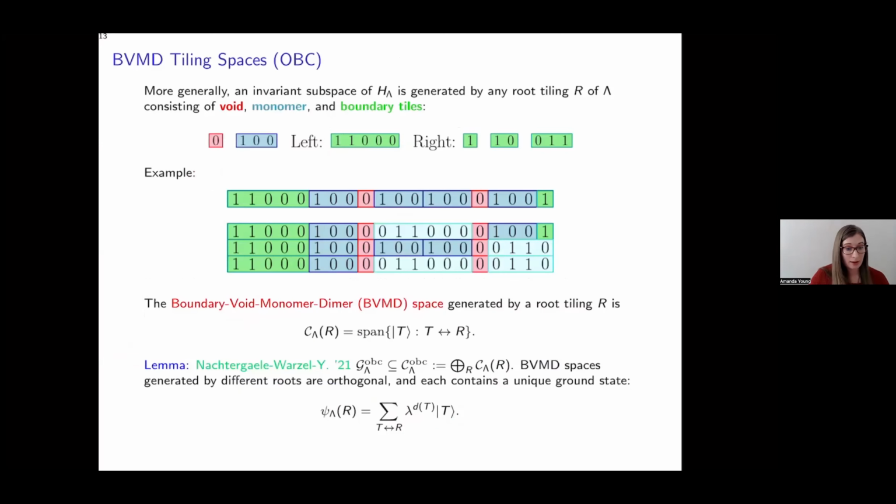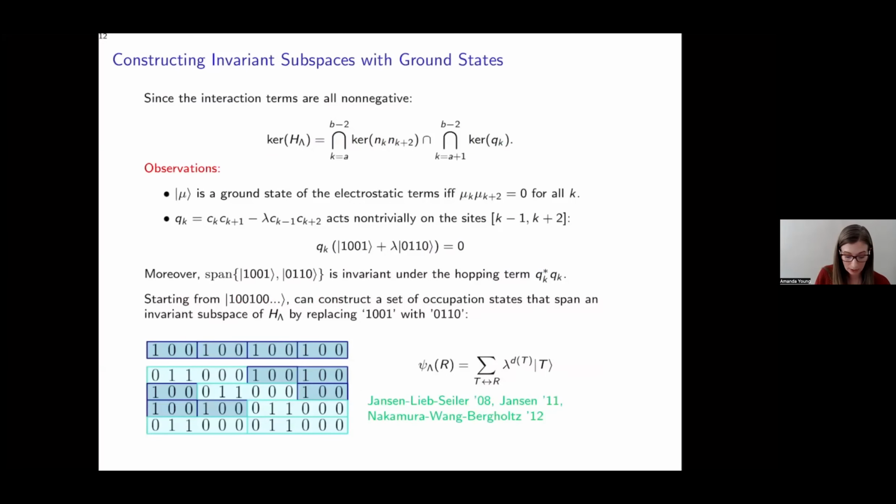So this motivated our definition for a more generalized tiling picture. And these root tilings that will generate the full invariant subspace can be tiled using a finite subset of tiles. So here we have the monomer from the previous slide. We have what I call a void, which corresponds to putting zeros throughout the volume. And then the other thing that can happen is that you can get truncated versions of these tiles at the boundary. So here we had two different types of tiles that we really introduced. We had the monomers, but we also had the dimers.